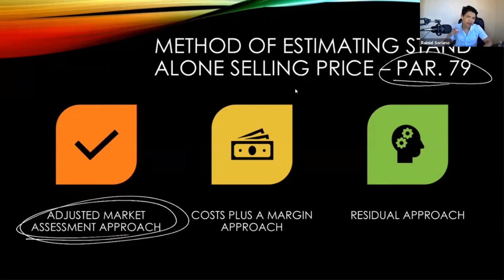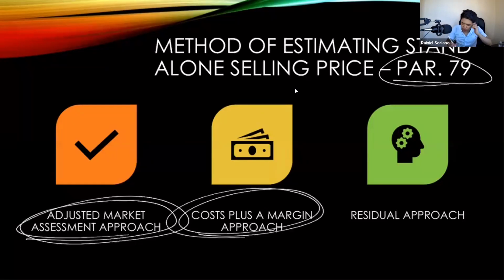Okay? So here in adjusted market assessment approach, we should consider the amount that the customers are willing to pay for our products. And by doing that, we should use as standalone selling price the prices of our competitors. Right? So that's the first method. The second method is the cost plus a margin approach, where in here, we should just what? We should just add a certain markup to our cost. So ang ibig sabihin dito sa second method, mag-add ka lang naman ng markup doon sa ating cost, and that's it. That is considered as the standalone selling price already.